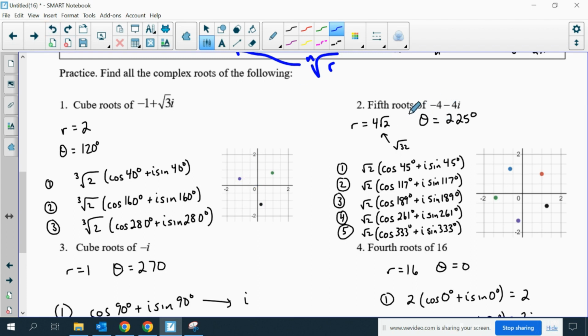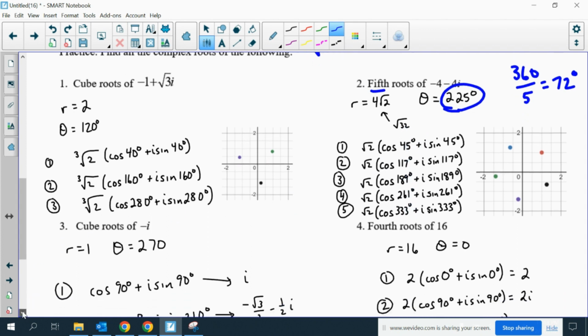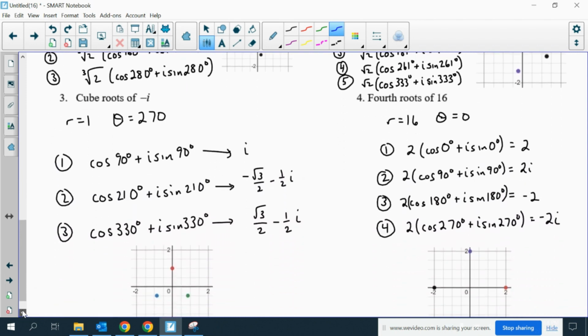The fifth roots of this, if the radius is 4 root 2, if I take the fifth root of that, I just get the square root of 2. And so I have square root of 2. The angle was 225, so I divide that by 5 because it's the fifth roots, and I get 45. Then I have to add 72 a bunch of times because 360 divided by 5 is 72. Add 72 until I get 5 whole roots. Notice it looks like a pentagon.